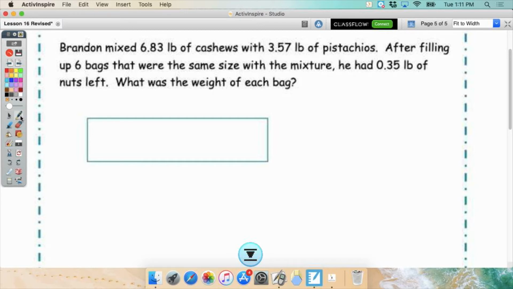On this tape diagram, I've got to get my thoughts organized. So I've got 3 parts. I've got cashews, pistachios, and leftovers, right? Okay, let's put the leftovers here. And I'm just going to say left. How much did he have left? 3,500, right? Okay. And then we have cashews and pistachios.